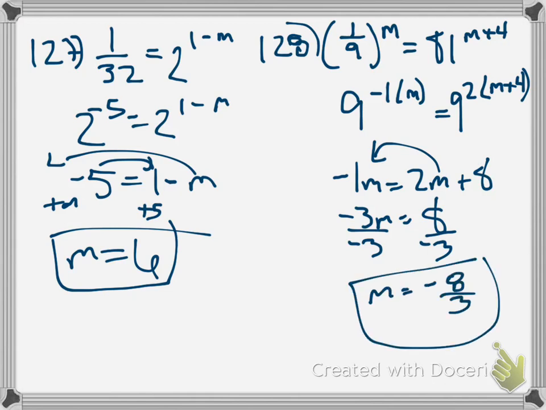Okay, you can do it that way, or you could also work them as powers of 3. Then you would have had 3 to the negative 2m and 3 to the 4th power, and it still would have come out, just with slightly different numbers.